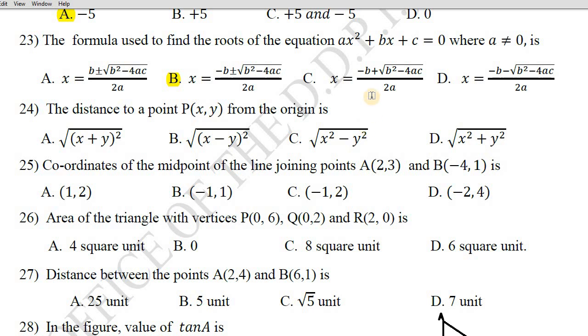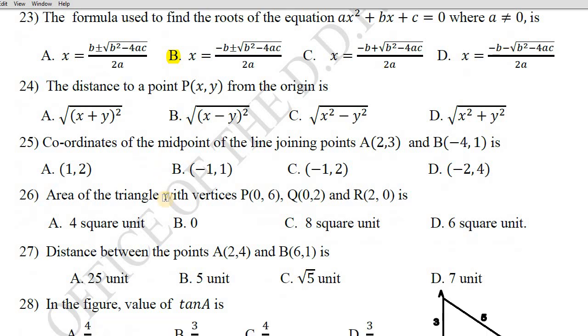Anyhow, let's say option C, minus b plus is there. There is no plus or minus symbol. Both the symbols should be there. Hence option C is wrong. Move on to the D one. So x equals minus b, minus is there. So plus is missed. Hence options A, C, D are wrong. The right one is B.